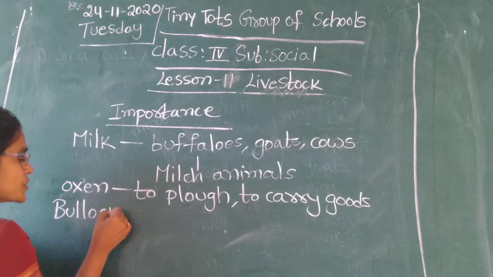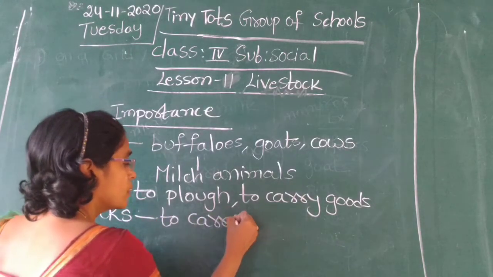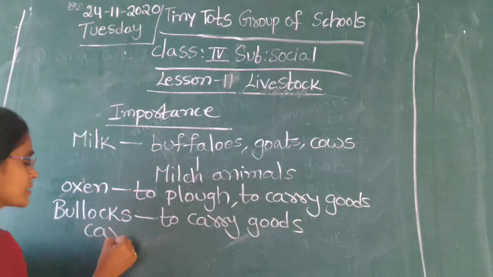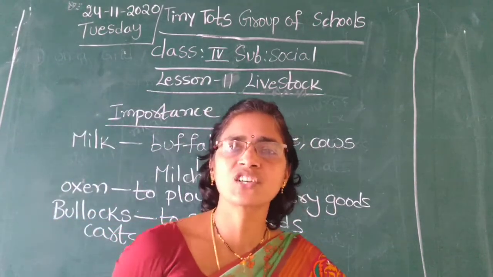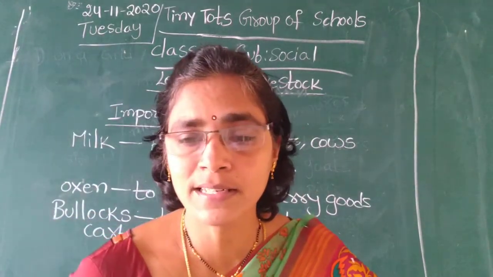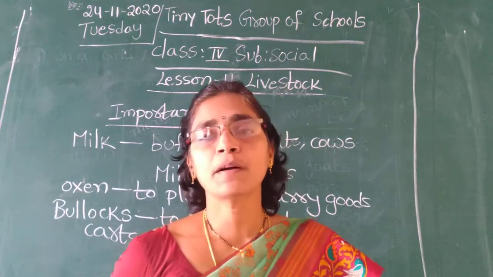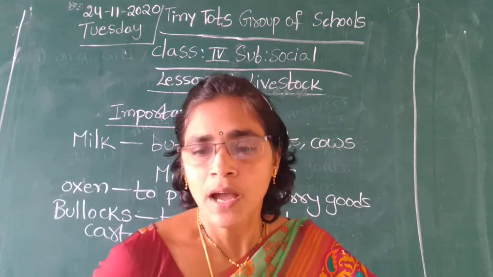Bullocks are used to carry goods. Bullock carts are used to carry goods. This is the means of transportation, like buses, autos, rickshaws, like that. Oxen, camels, and buffaloes are used to carry goods from one place to another place.